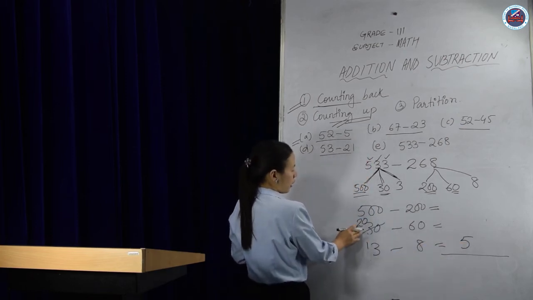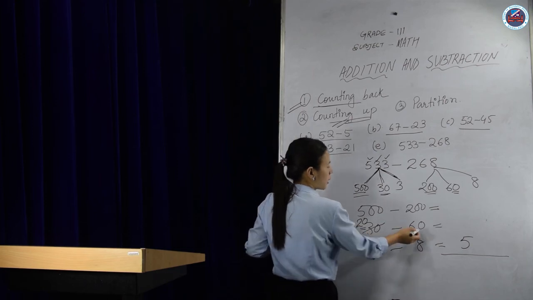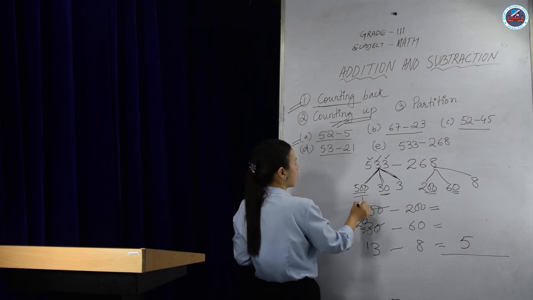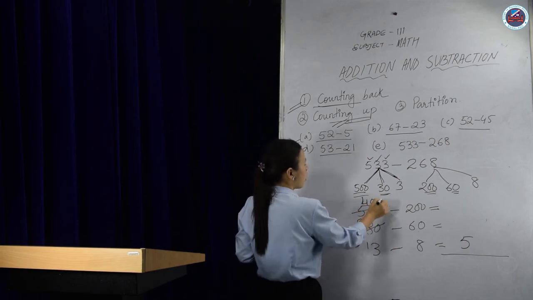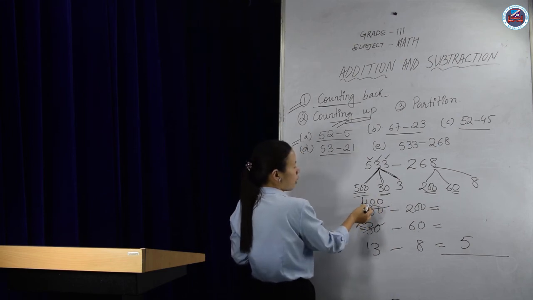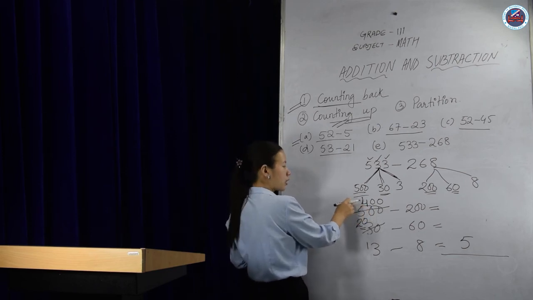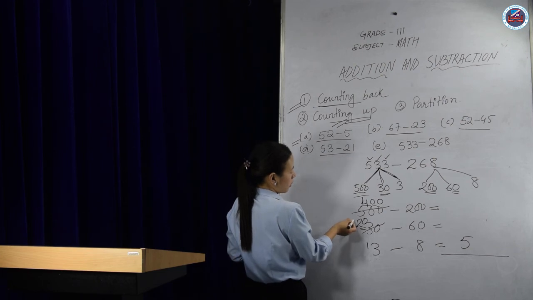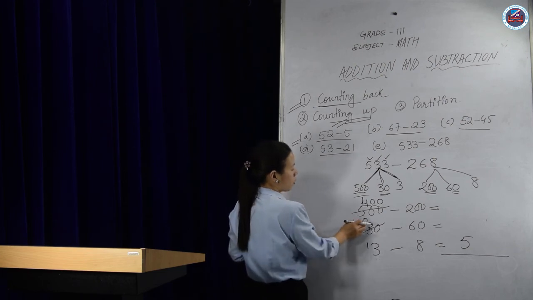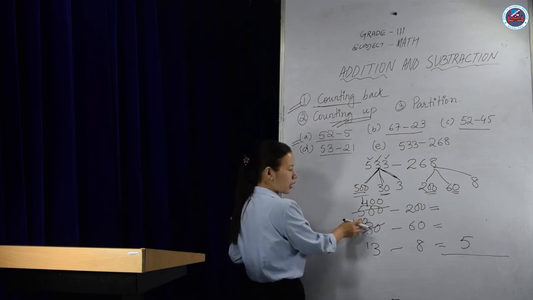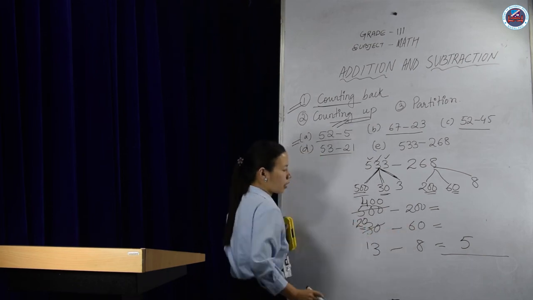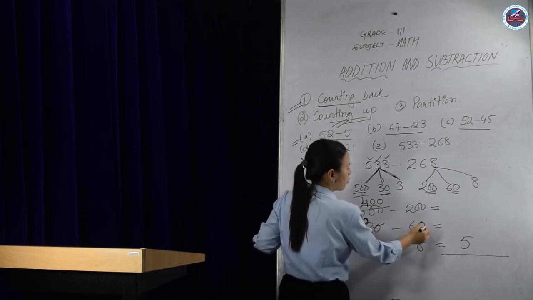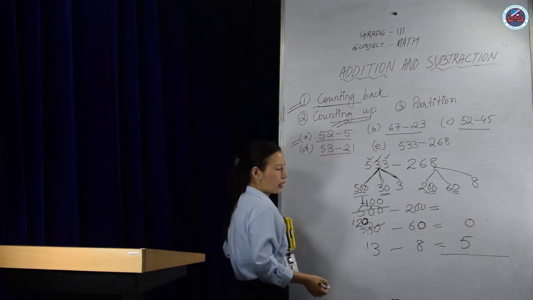Now what about this one? This number is 20 and this is 60, which is smaller. So what we do is borrow from the 100. So 500 becomes 400, and the 100 which we have borrowed, we're going to take to the tens place. So this 20 becomes 120. Now subtract it. This 0 will remain as 0 only. That has nothing to do.